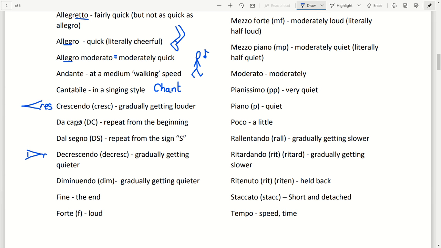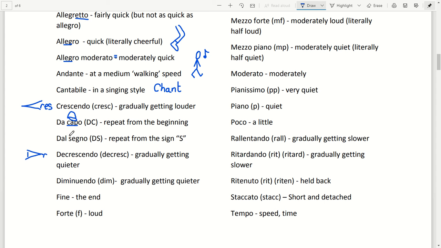Da capo, let's have a look at that. What does that mean? Repeat from the beginning. What it actually means is repeat from the head, because cap, like the cap you wear on your head, just wear a quick baseball cap, or to decapitate someone, means to take off someone's head. So da capo is to the head.